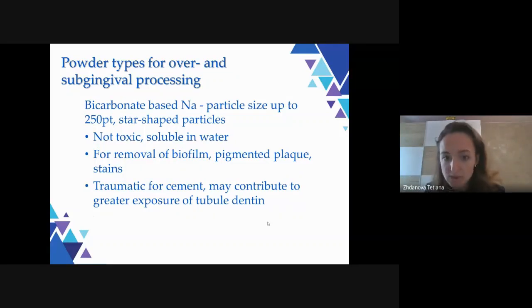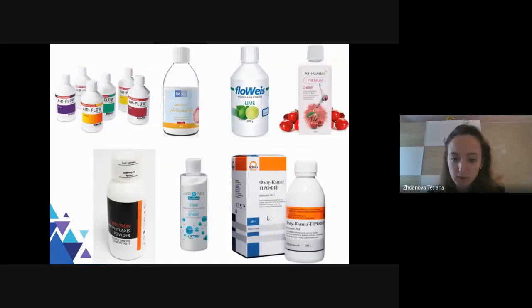Then powder types. Sodium bicarbonate-based powder, its particle size up to 250. It's non-toxic and soluble in water, used for removal of biofilm and heavily pigmented plaque stains. This powder is traumatic for cement and may contribute to greater exposure of tubular dentin. And here are different examples of this powder.